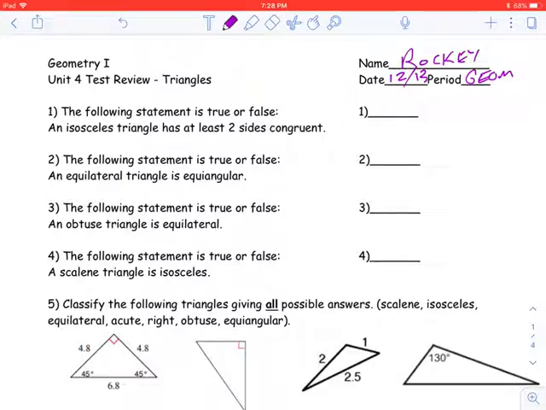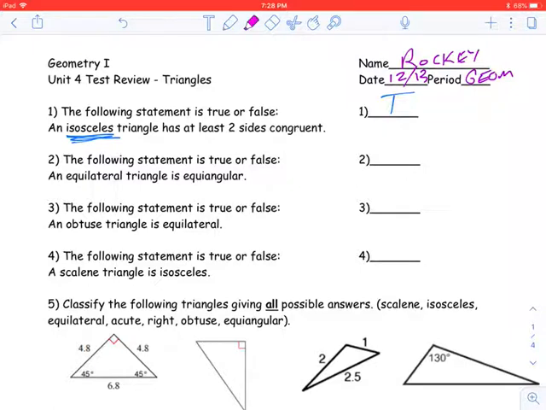So we're going to go through half of this study guide here, and then we'll do the other half tomorrow. So let's just do the odds today. It says the following statement is true or false. An isosceles triangle has at least two sides congruent, and that is true because that's what an isosceles triangle is. Two sides are congruent, and that could be two or more, okay?